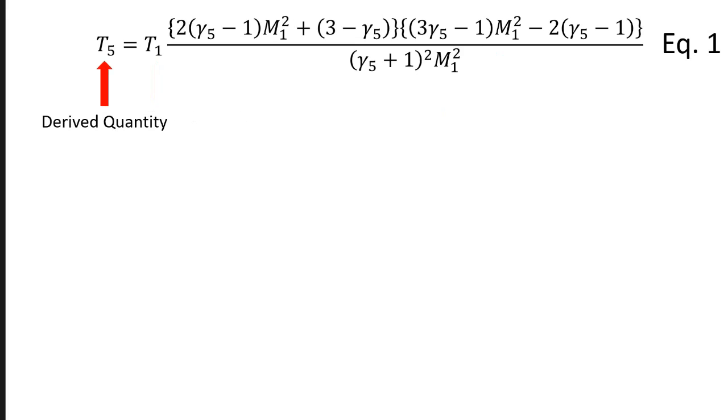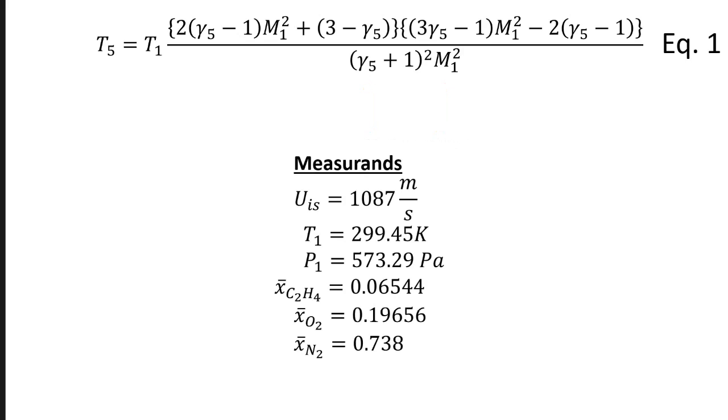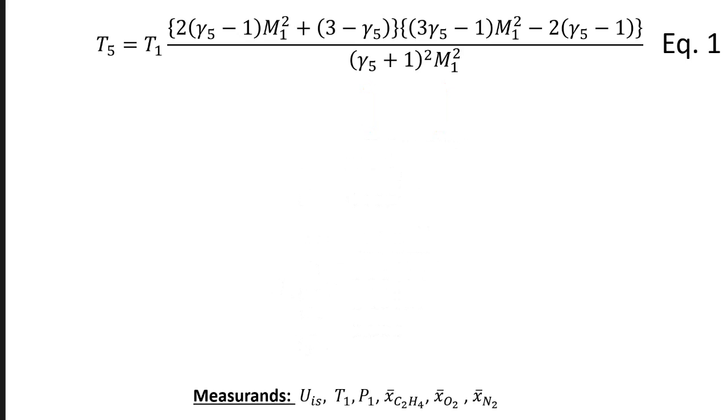But remember that step 1 in the bias analysis is to express the derived quantity in terms of direct measurands. Mach number and specific heat ratio are not direct measurands. They're not constants either. Here's our list of direct measurands again. Let's put that list down at the bottom here for reference. We need to find a way to write the equation for T5 in terms of these measurands.